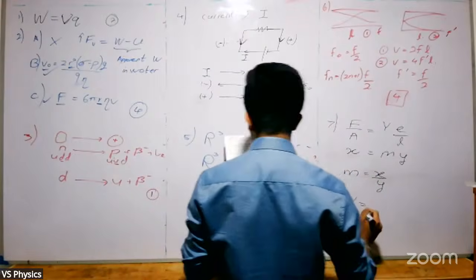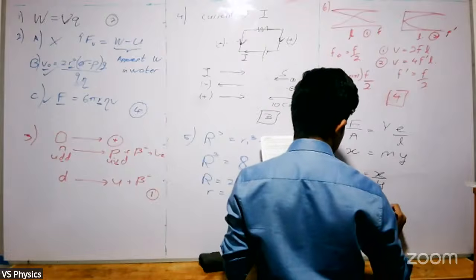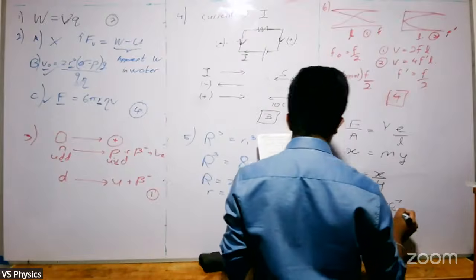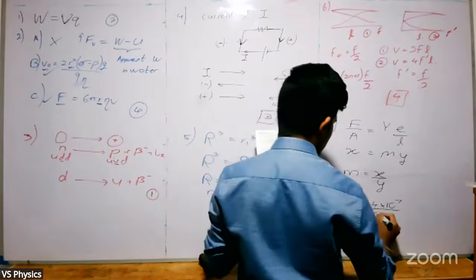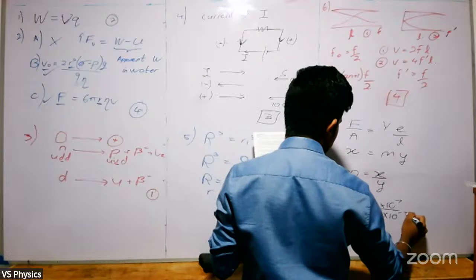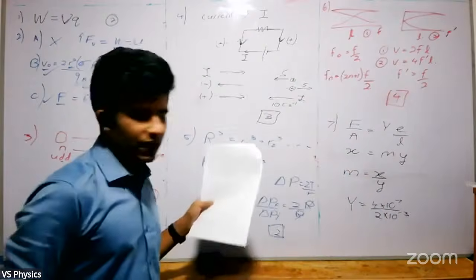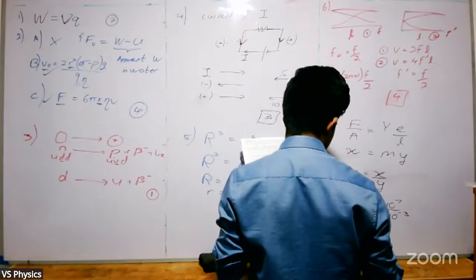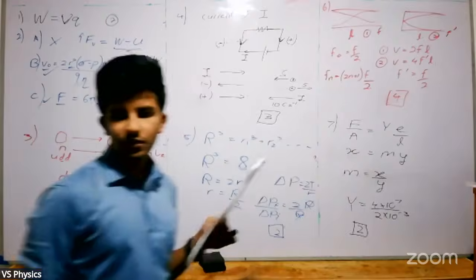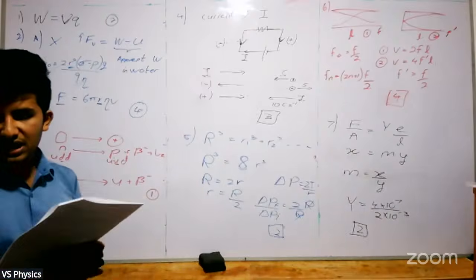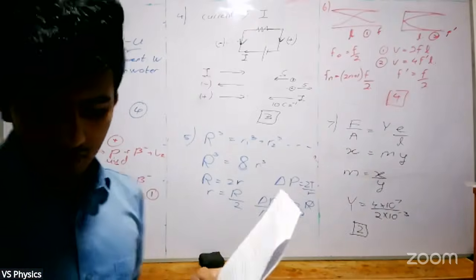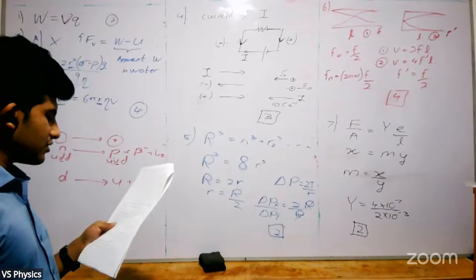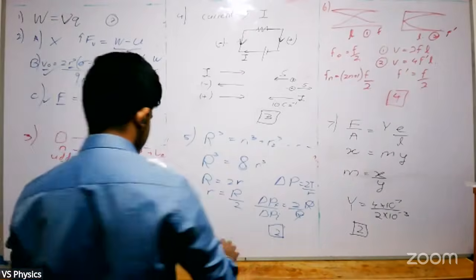Y තියෙනවා 4 times 10 to the power 7 is our x value divided by 2 times 10 to the power minus 3. This is our y value. Finally, we get the answer. Second one. Okay? We will get the second one as our answer. So that is the seventh question.